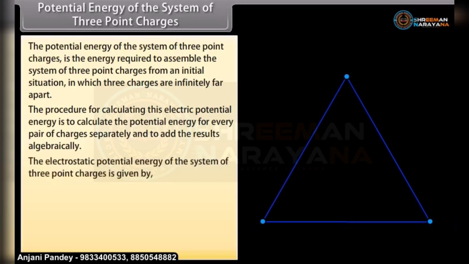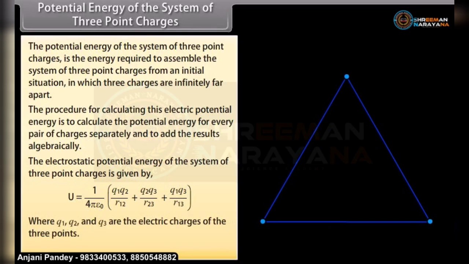The electrostatic potential energy of the system of 3-point charges is given by U is equal to 1 upon 4 pi epsilon naught multiplied by Q1 Q2 upon R12 plus Q2 Q3 upon R23 plus Q1 Q3 upon R13, where Q1, Q2 and Q3 are the electric charges of the 3 points, and R12, R13 and R23 are their separation distances.